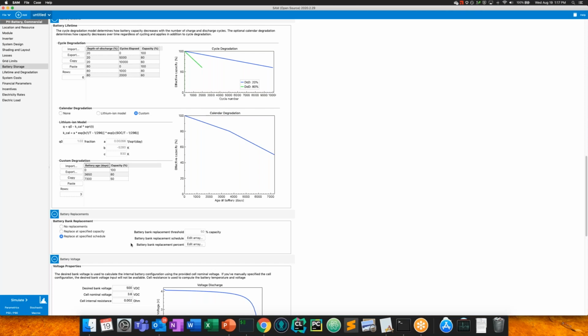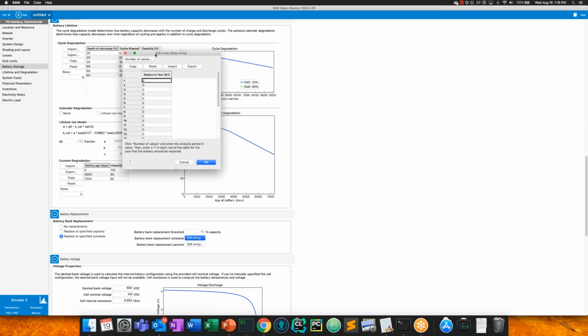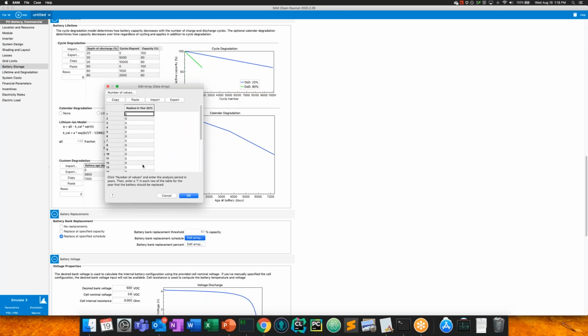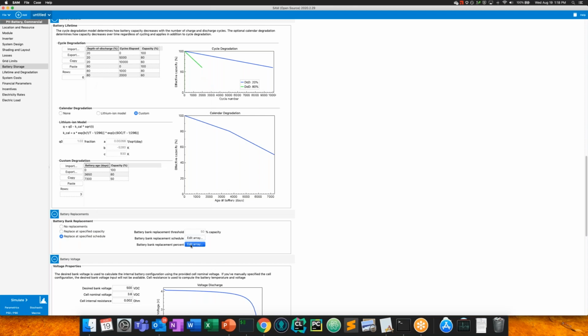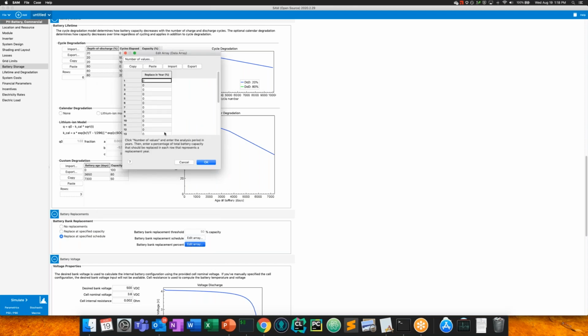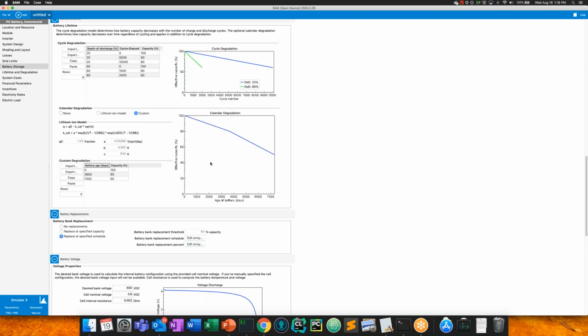The second way uses a schedule. So this widget shows an array of years. If I want to replace a battery in year 8, I will enter a 1 in this row. And then in the replacement percent widget, I will then specify what percent I want to replace. In this case, I'll just say 100.